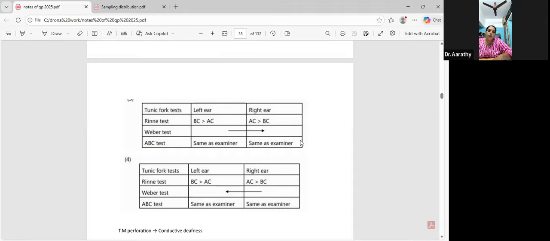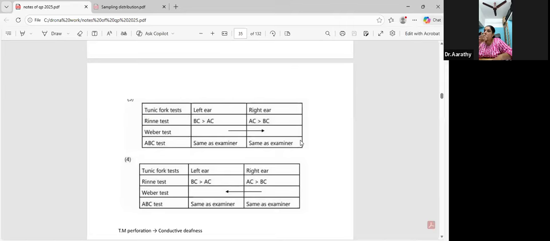So how do you do the ABC test? You vibrate the tuning fork and keep it on the mastoid of the patient. You ask them to let us know when the sound stops. Once the sound stops, you take the tuning fork and keep it on your own mastoid and see if you can hear the vibration. If the tuning fork vibration is felt by the examiner, what does that mean? The patient has stopped hearing far before, right? Which means his cochlea has some impairment, because the examiner can still hear the sound even after the patient has stopped, which means the examiner's cochlea is normal while the patient's cochlea is affected.